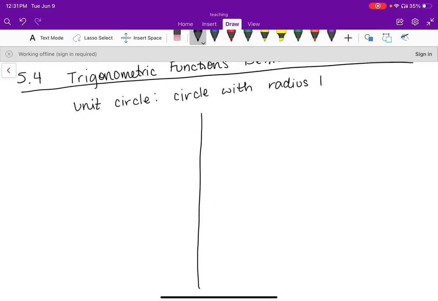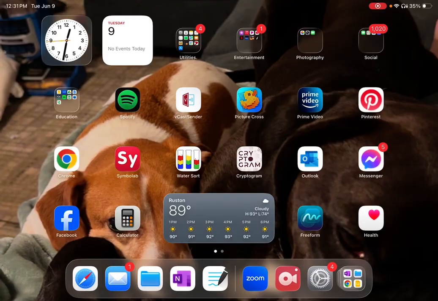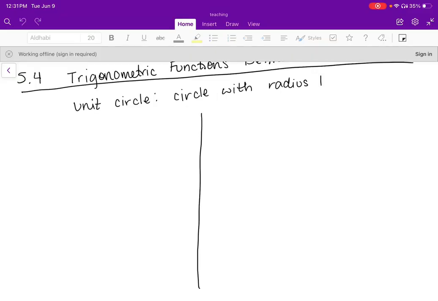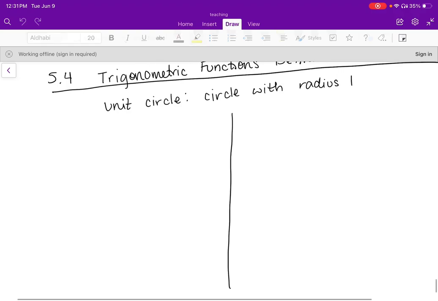If I draw our unit circle, sorry about that, it's like crashing. Okay, try again.